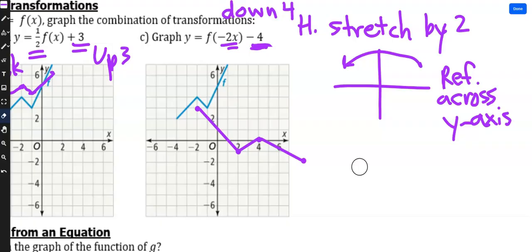Now, could I do the reflection first and then do the stretch because those are both multiplication? The answer is yes, you could. But you want to save the shifting part for the very end because that is based on addition.